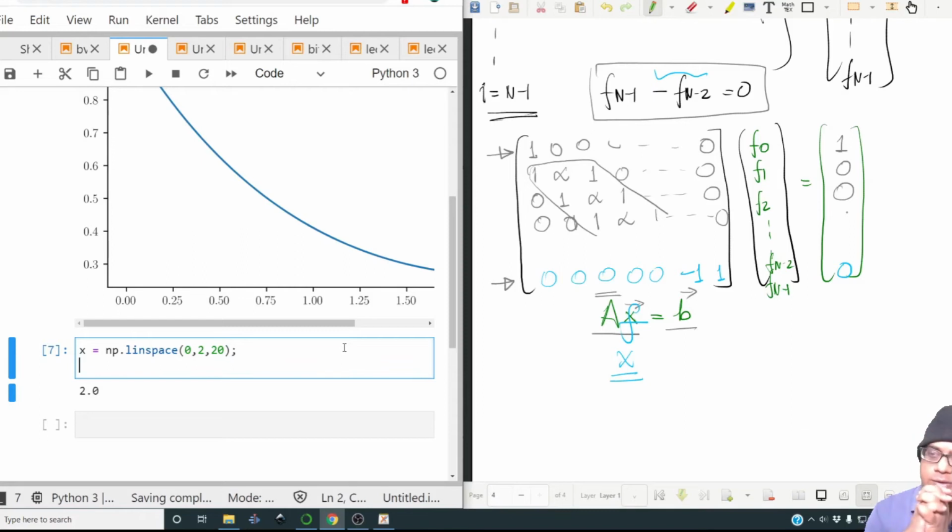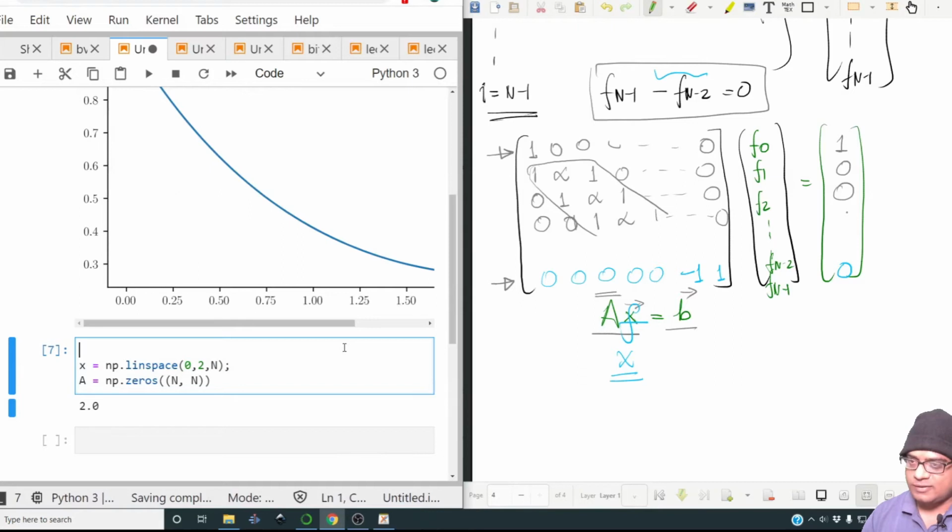So now, what will be the size of the matrix A? A has to be a square matrix having the same size as x. So it will be np.zeros, and the size will be, let me soft code it as n, where n will be the number of points. So n equal to 20. All right, great. So A has been initialized to zeros. Now what will be B? B will be np.zeros, so it's n rows and one column.